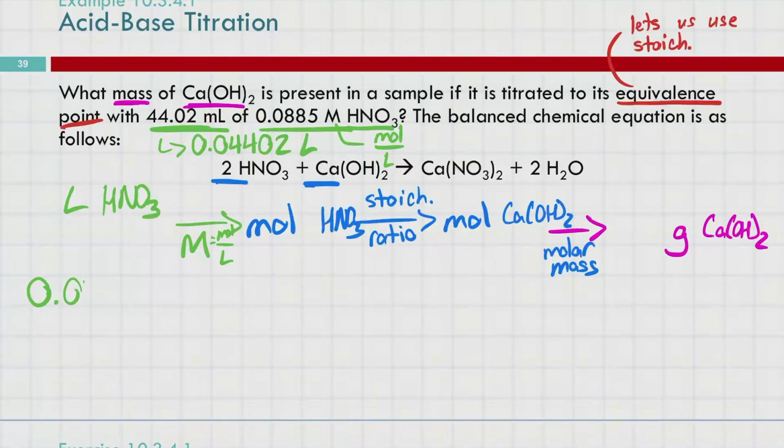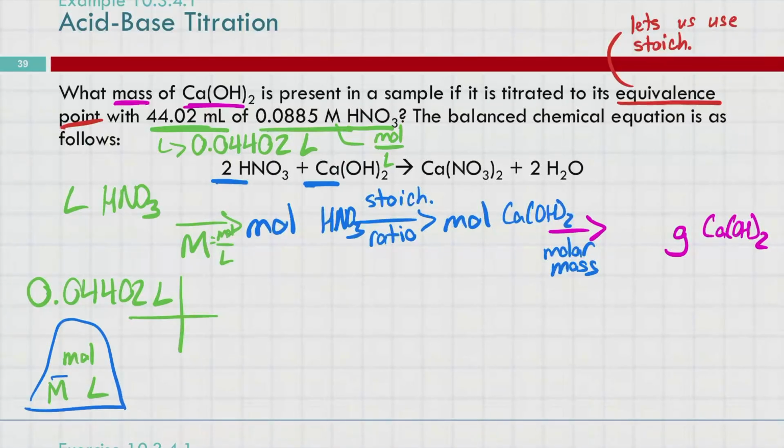Okay, so our 0.04402 liters. How do we use liters with molarity to get moles? Do we multiply or divide? If we use our little triangle thing, or a pyramid thing, for any pyramid enjoyers out there. So a bad pyramid looks more like a volcano. But if we're finding moles, we multiply molarity and liters.